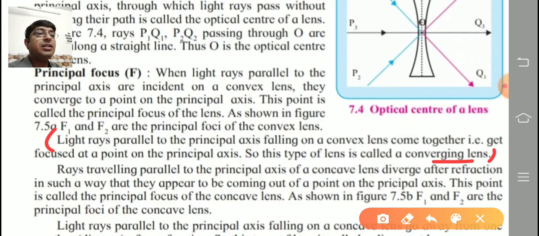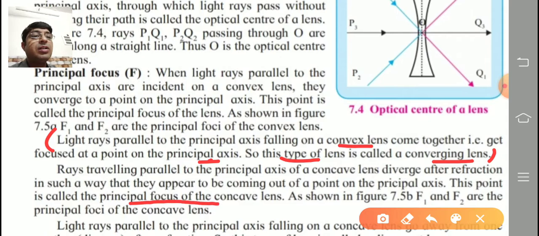Light rays parallel to the principal axis falling on a convex lens come together, that is, get focused at a point on the principal axis. So this type of lens is called a converging lens. So a convex lens is called a converging lens. Remember. Next definition, the principal focus of a concave lens. So mark the definition from here.